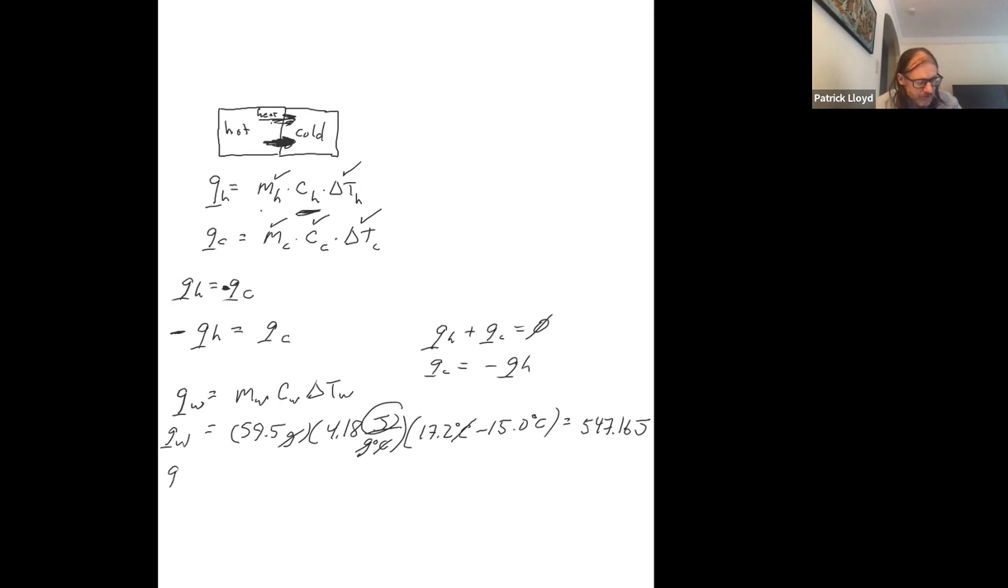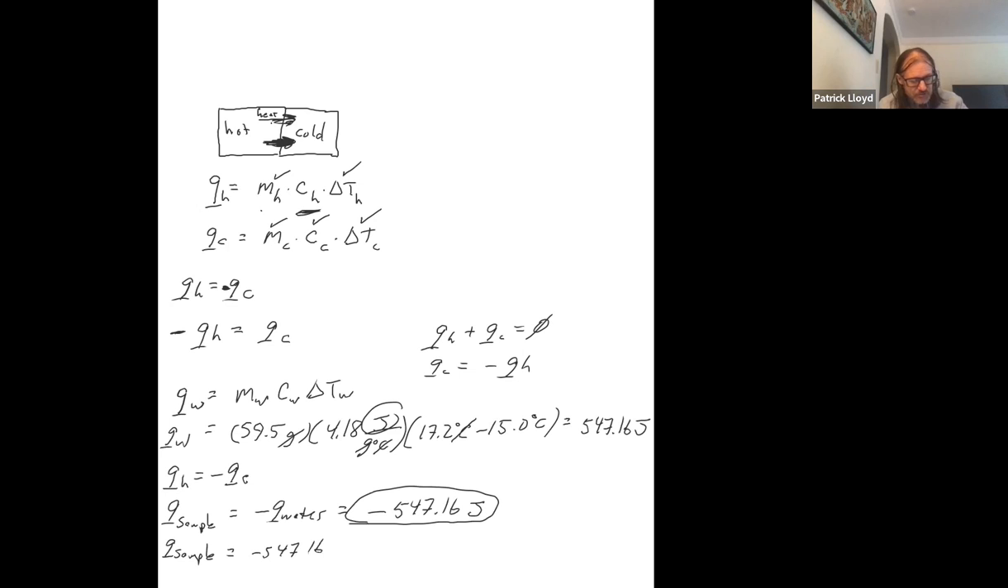Well, Q of the hot is minus Q of the cold. So Q of the sample is minus Q of the water, right? The water was the cold substance. So that would be minus 547.16 joules. So that's your Q value for the sample. So Q sample, which is made out of glass, they say, is minus 547.16 joules. And that is equal to the mass, which is 300.